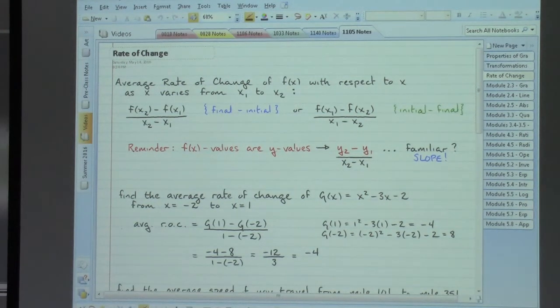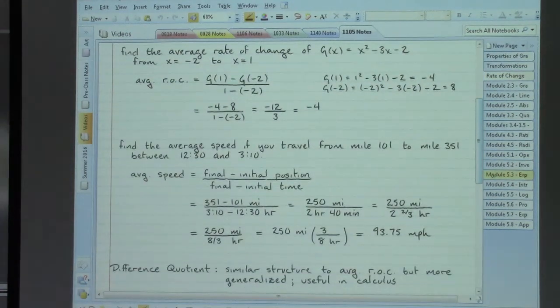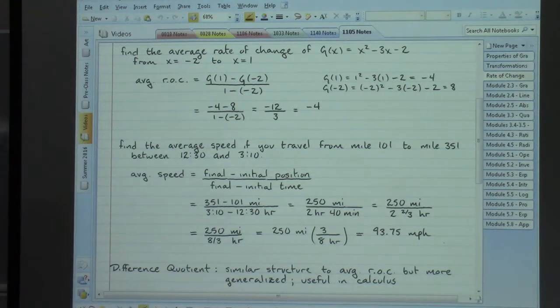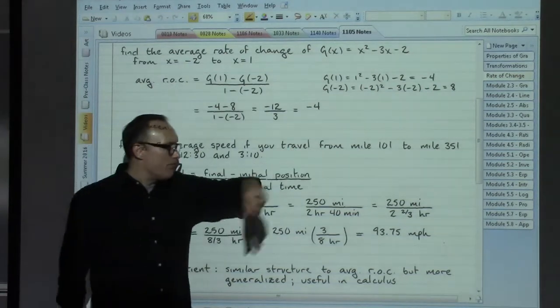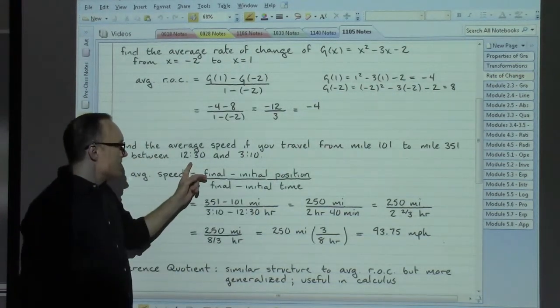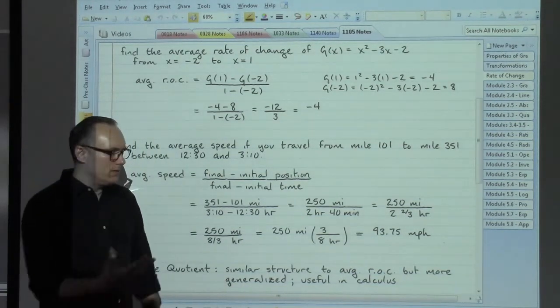One of the places where we find this idea to be much more useful would be like this next example here, where we're talking about something that we can all get behind: speed. Find the average speed if you travel from mile marker 101 to mile marker 351 between 12:30 and 3:10. Okay, well, cool, I can do that.